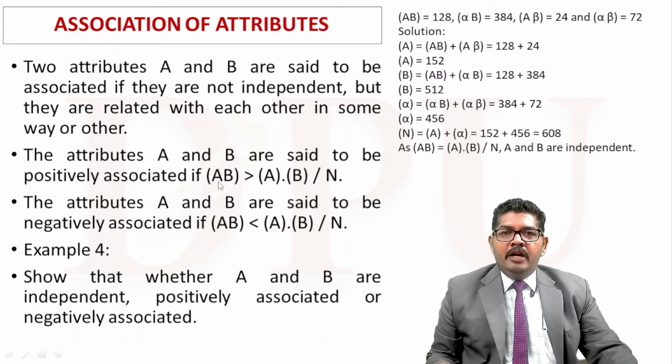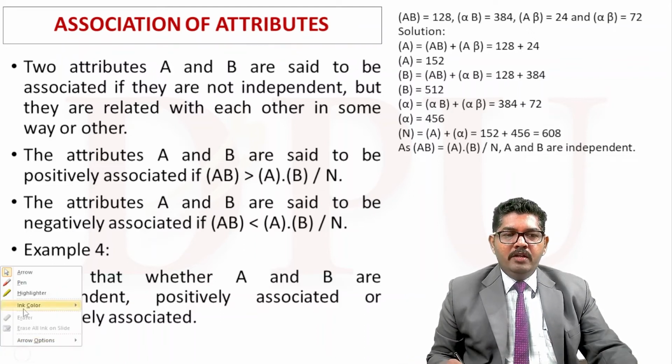We know how to calculate the expected frequency, and the actual frequencies are given, or we have to complete that particular table. If the actual frequency is greater than the expected frequency of those attributes, then the attributes are said to be positively associated, and if the actual frequency is less than the expected frequency, then the attributes under consideration are called negatively associated. We have an example here. Show whether A and B are independent, positively associated or negatively associated.